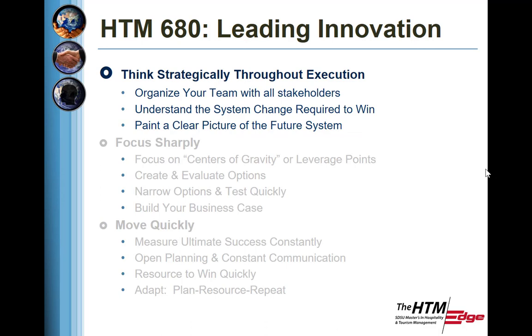Today, in this lecture, we're going to prepare you to answer question 5 in the Dunkin' Donuts case study, thinking strategically throughout execution. The first component is organizing your team with all stakeholders. Then you need to understand the system change required to win. We'll explain what a system is and how to change it. We'll paint a clear picture of that future system that you're trying to create, no matter what your innovation initiative is.